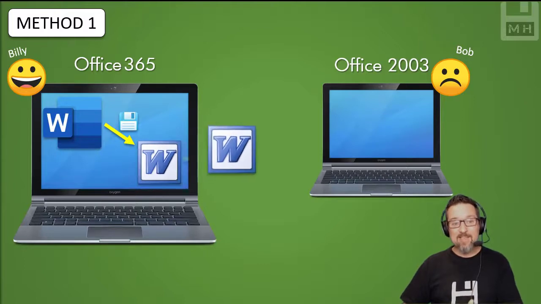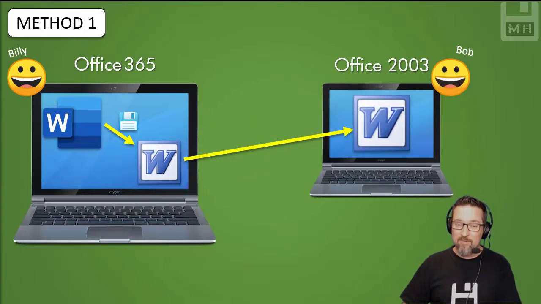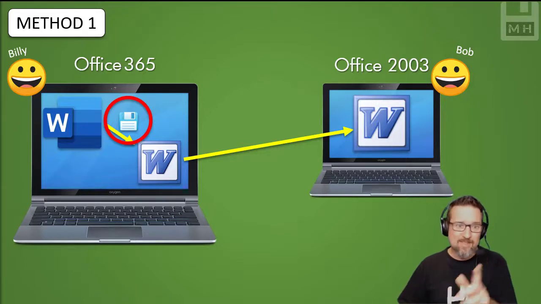Then Billy sends that file, which is now in a 2003 format, to Bob. Bob is happy. Yes, he is, because he can now open the file. All right, so that is one way of getting around incompatibility between different versions of software. However, the most important thing was that exporting, that saving as, or that exporting tool, very important. That's how we were able to do that.